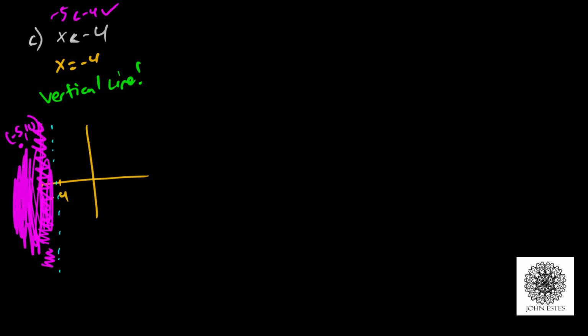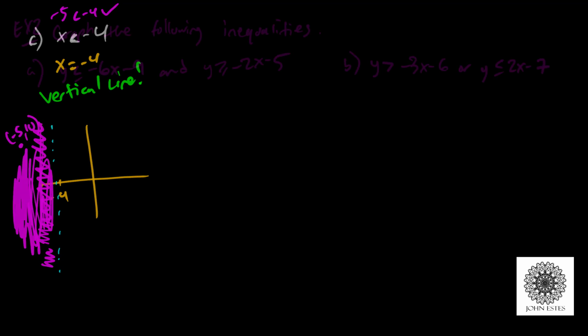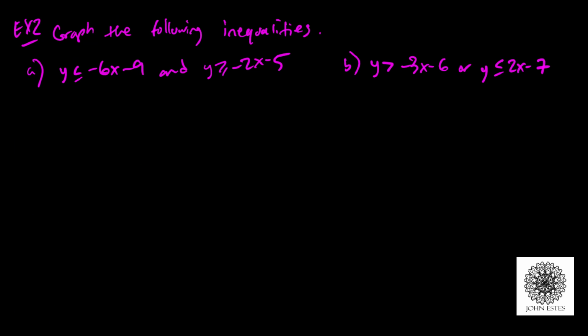I'm going to show you a couple more examples of a few things that are a little bit more complicated, but it follows the same principles. Alright, so this time, in example 2, I want to graph the following inequalities. A says y is less than or equal to -6x minus 9, and, that's kind of a curious expression, that's something we're going to need to keep up with, y is greater than or equal to -2x minus 5. So now I need to graph both of these lines, or both these situations, and then let's see what the "and" has to say about this.